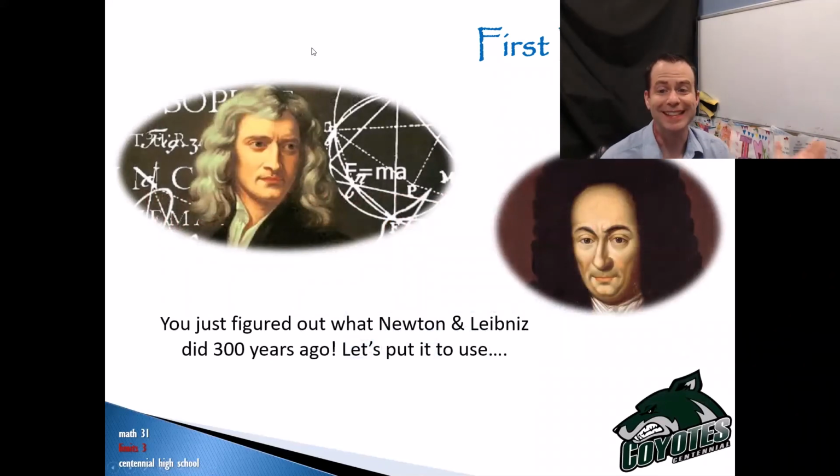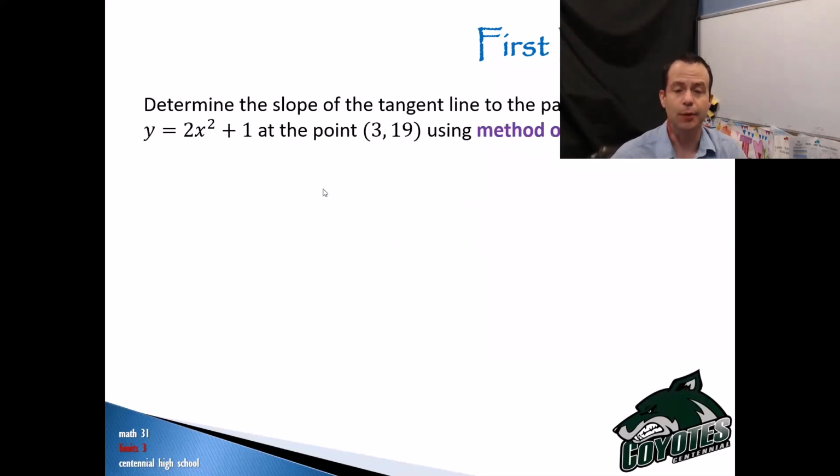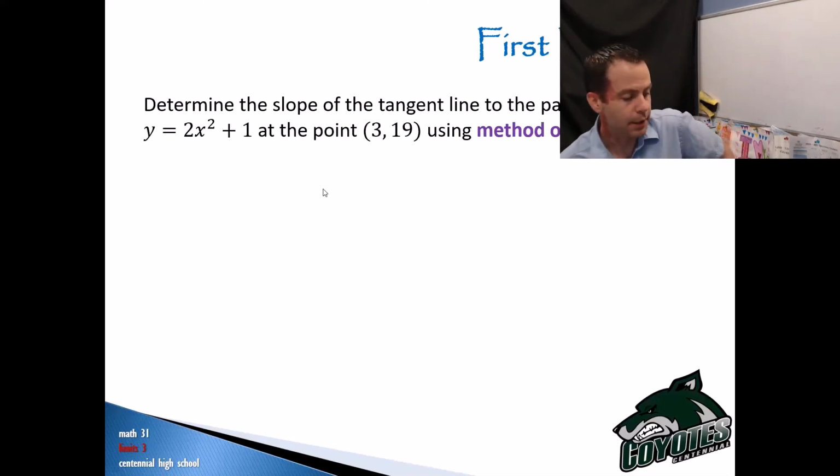So this is exactly what these two fellas did 300 years ago. They didn't have graphing calculators, and so they had to figure out how to get the tangent lines at various points on a graph. And this is what they each figured out. So we're going to take this equation, y equals 2x squared plus 1, and we're going to go through method 1 and method 2. We want to figure out the tangent line to the parabola y equals 2x squared plus 1 at the point (3, 19).